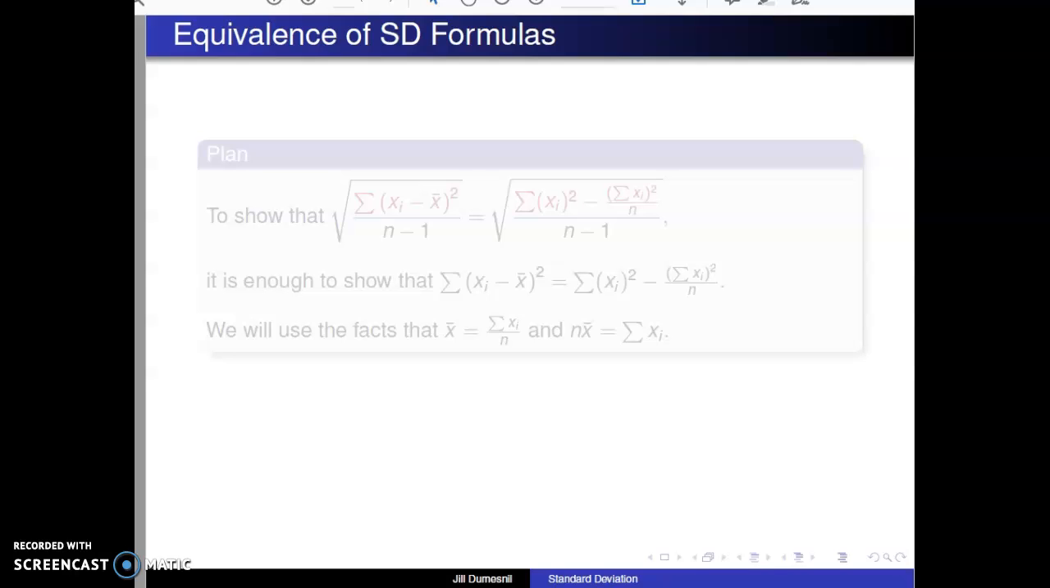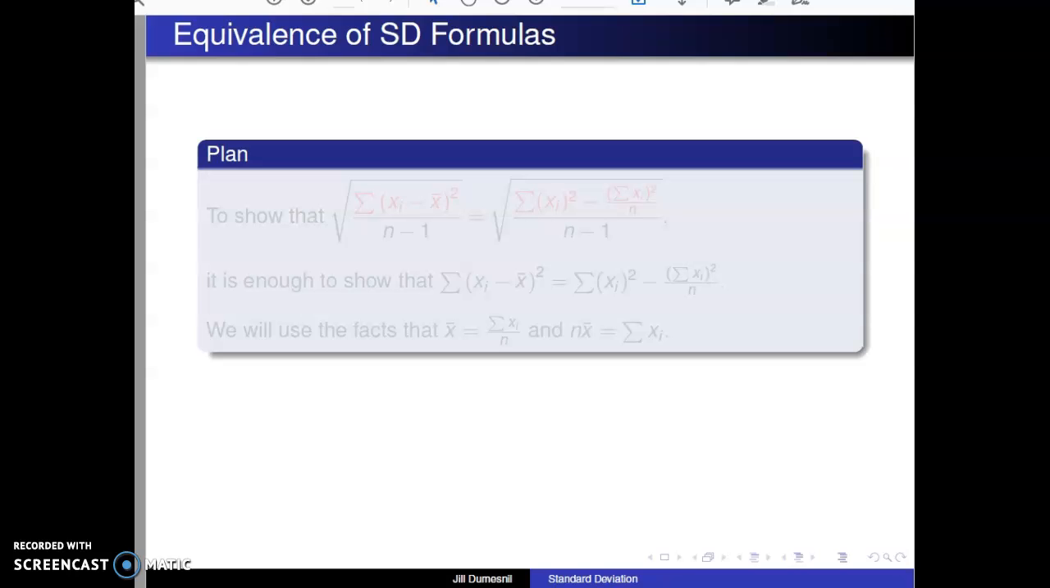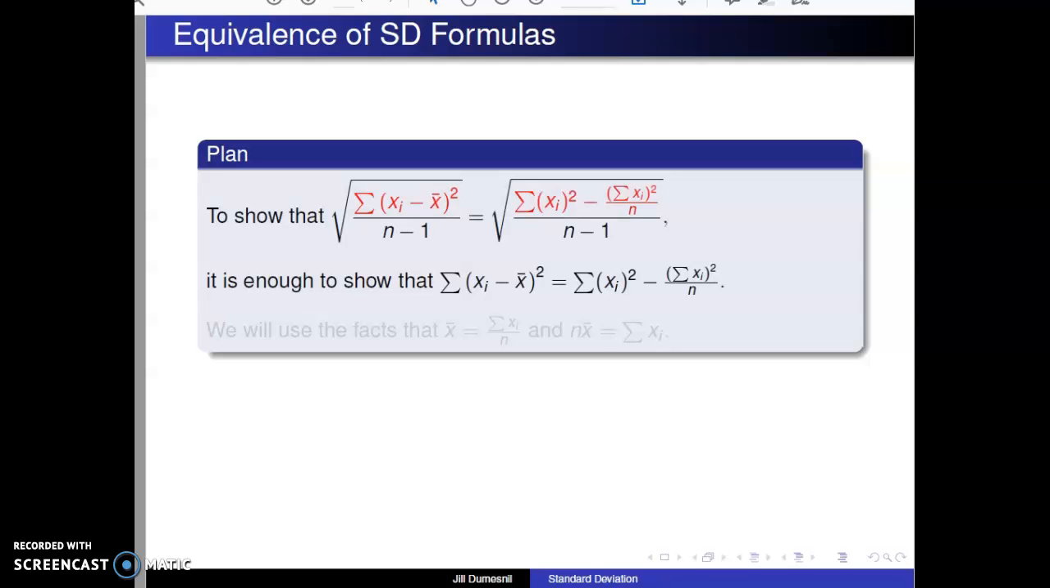Although the two standard deviation formulas look quite different, they are in fact equivalent. We will perform the algebraic calculations to exhibit this equivalence. Note that to show the standard deviation formulas are equivalent, it is enough to show that the two numerators are equal. In our calculations, we will use two facts. One is the definition of x bar, and the other is the equation we get when multiplying that definition on both sides by n.